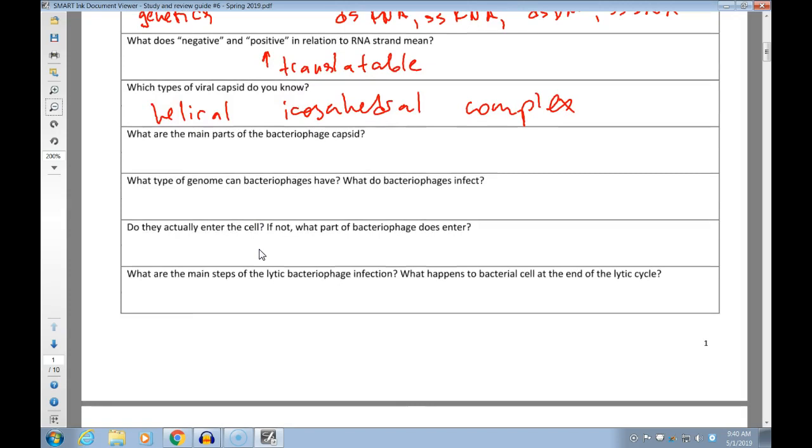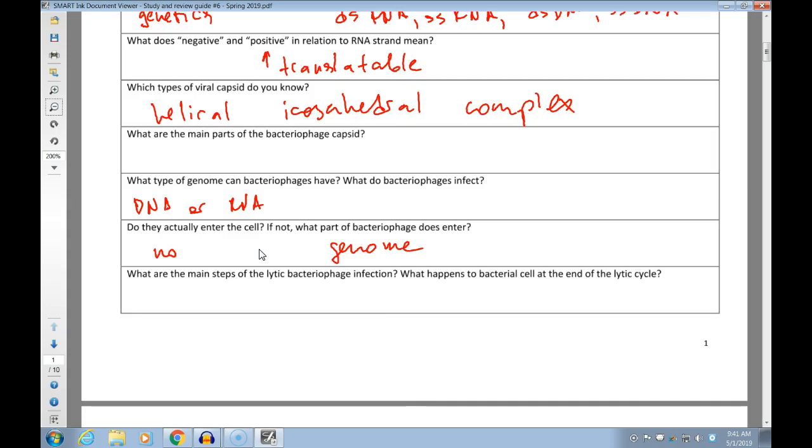Genomes. What I ask about types of genomes, DNA or RNA. Bacteriophages infect bacteria and archaea only. No human cells, no insects, no plants, bacteria and archaea. They do not enter the cell. Only the genome enters the cell.